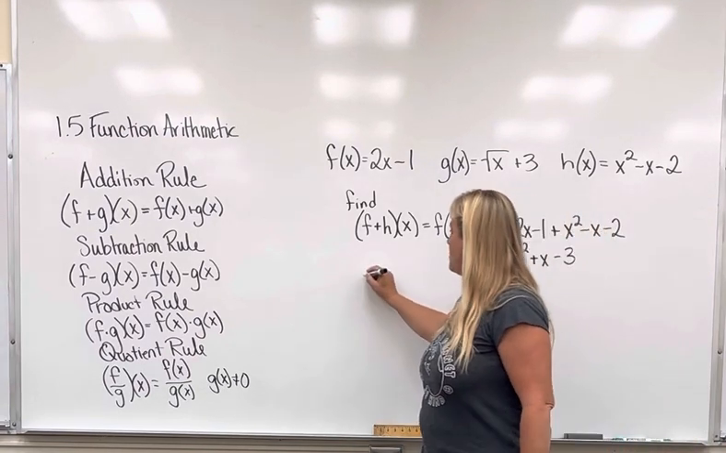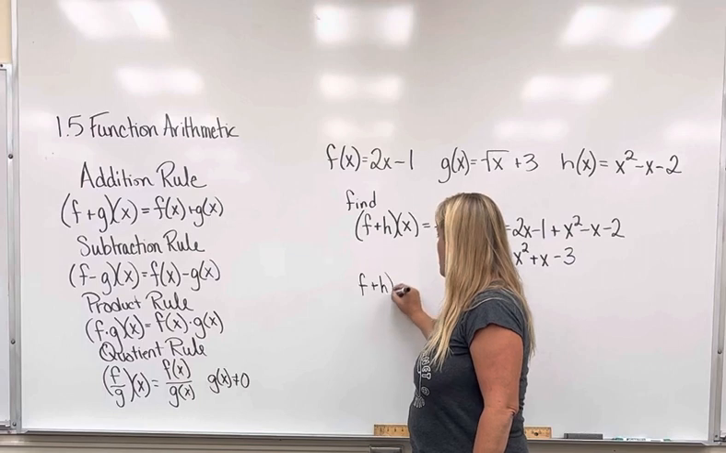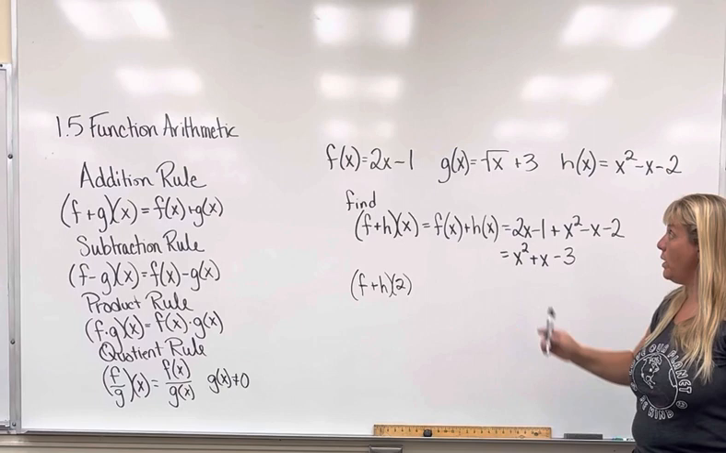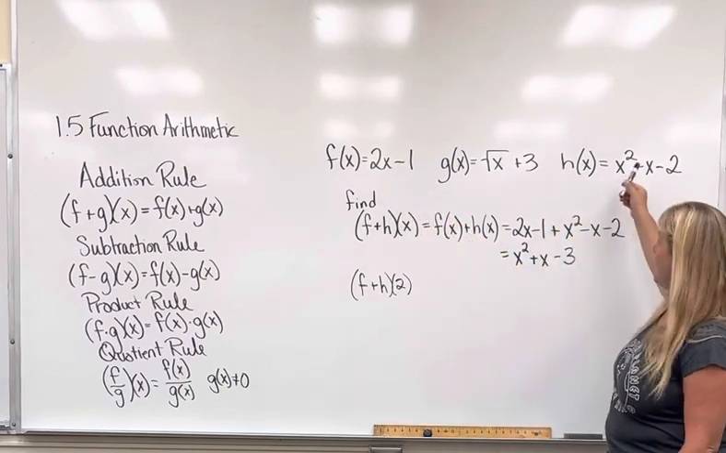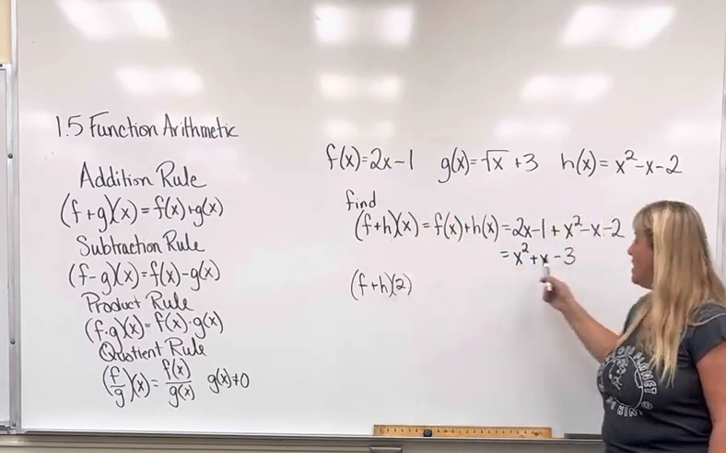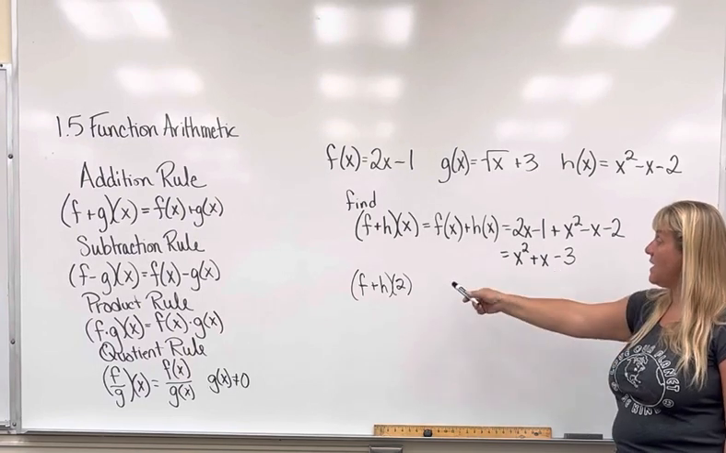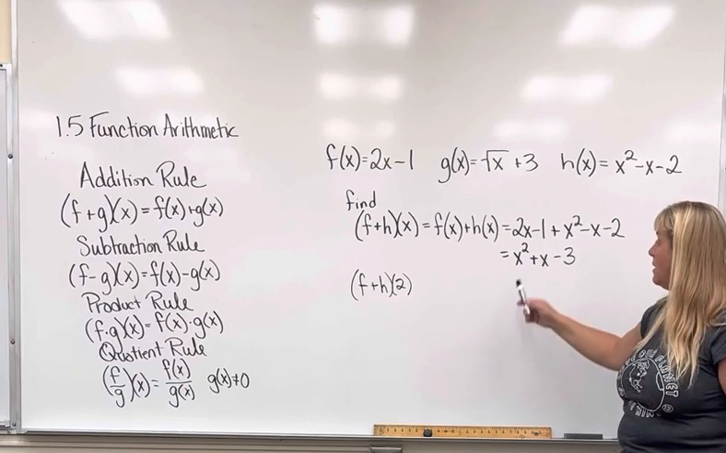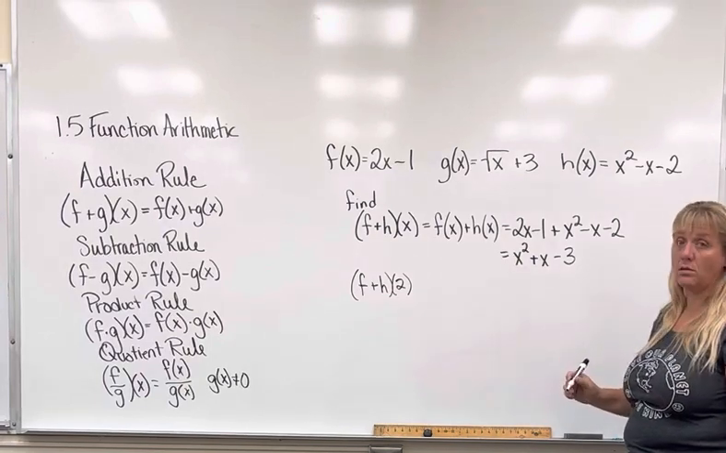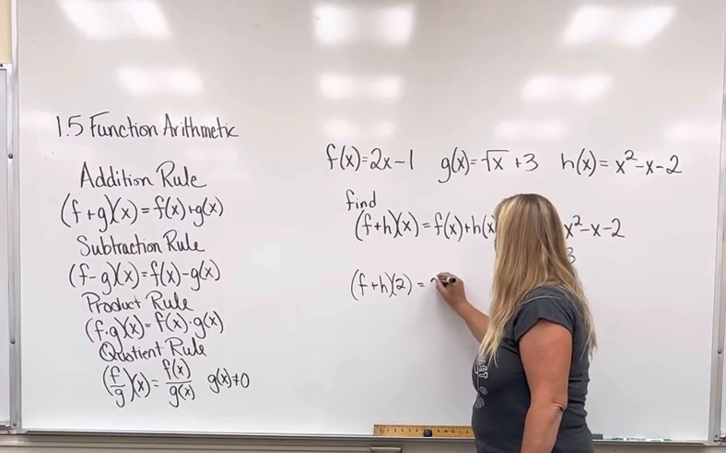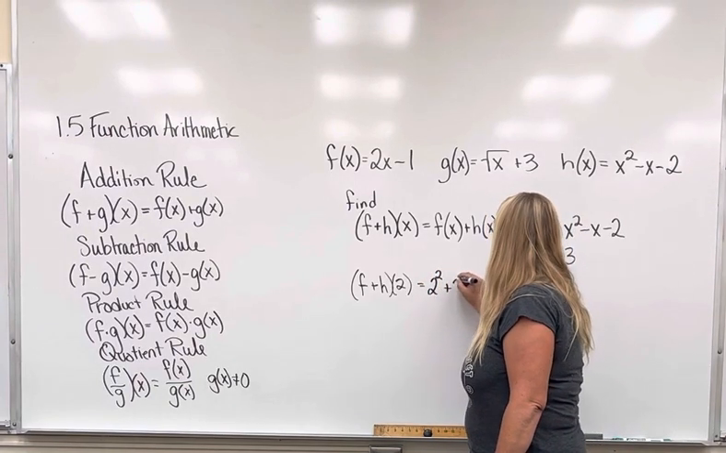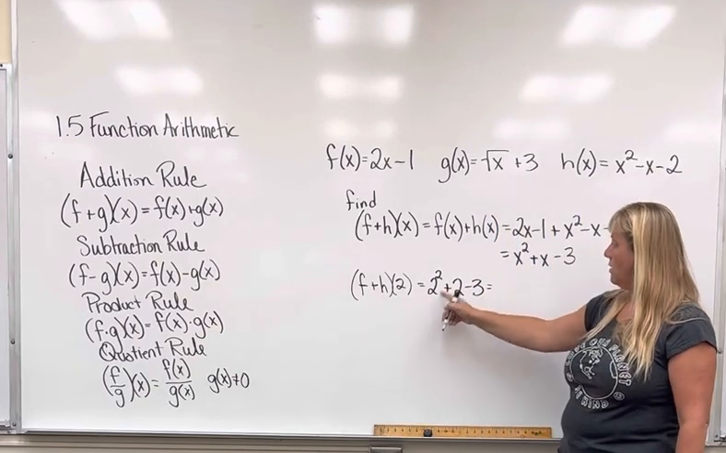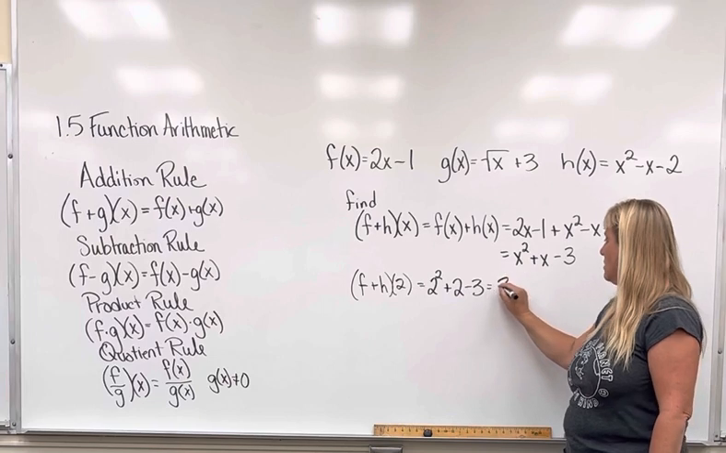Now, if I asked you for f plus h of 2, we could go directly back to f and h, but didn't we just figure out what f plus h is? So we could take that 2 and plug it in. Remember, it's not multiplication, it's telling you to substitute in. We could substitute in that 2 right into the formula. So we'll go 2 squared plus 2 minus 3. All right, so we got 4, 6, minus 3 is 3.